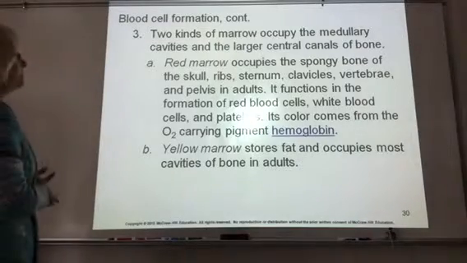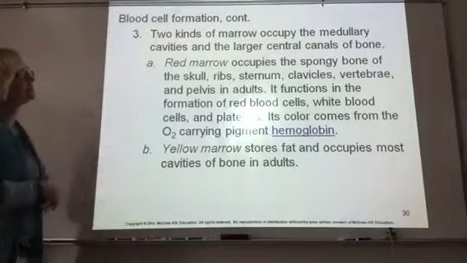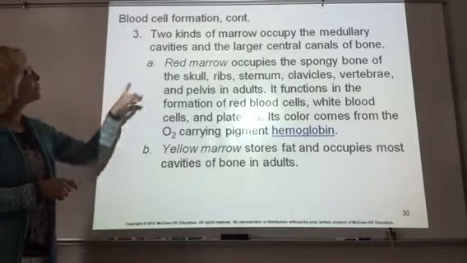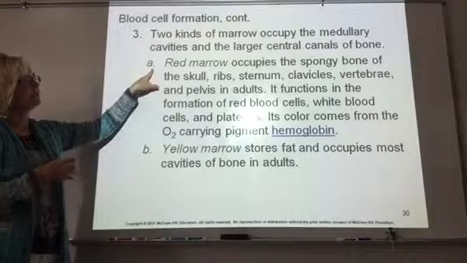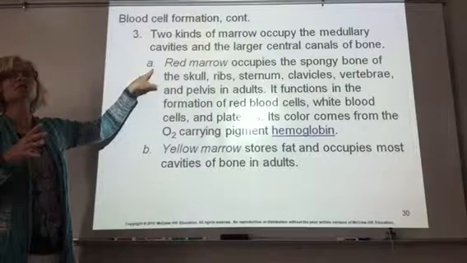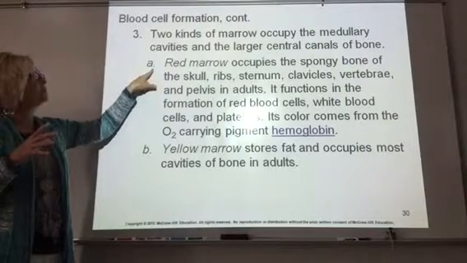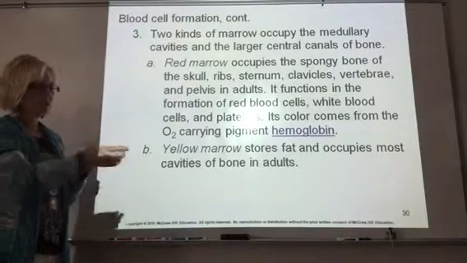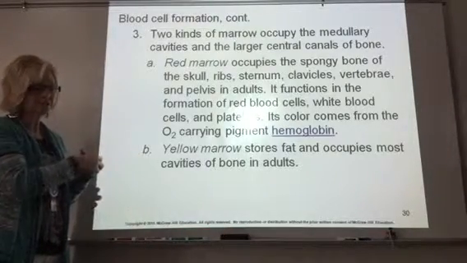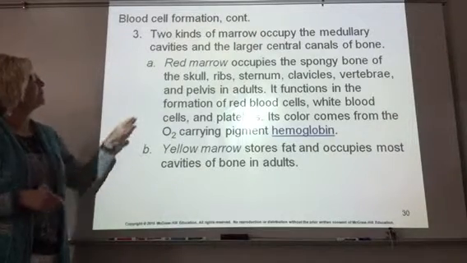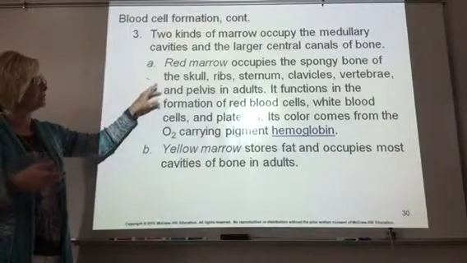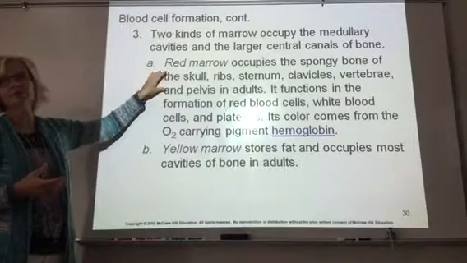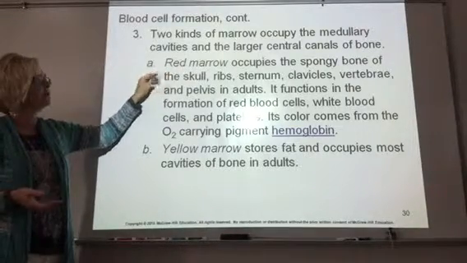There's two kinds of marrows that fill the medullary cavity and larger canals in the bone. Red marrow is going to fill spongy bone. So your spongy bone, remember the ends of your bones. We looked at the inside of a rib, has spongy bone, skull, clavicles, vertebrae. Anywhere that you have spongy bone, it's going to have red marrow.